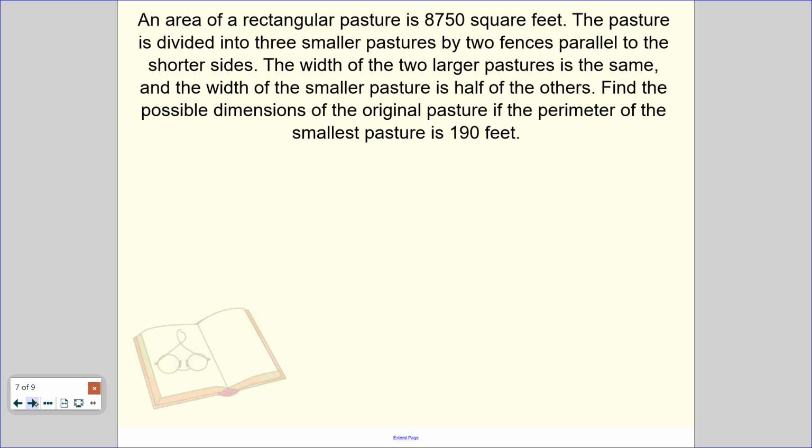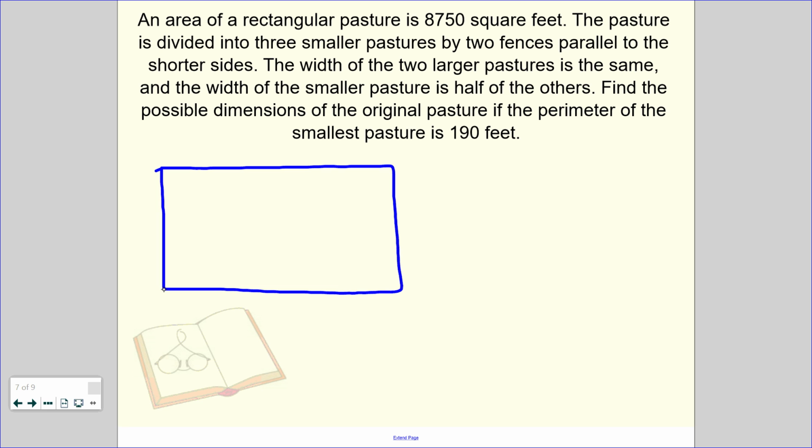Word problem number 2. An area of a rectangular pasture is 8,750 square feet. The pasture is divided into 3 smaller pastures by 2 fences parallel to the shorter sides. Okay, I think I need to start drawing a picture here. So we have a rectangular pasture, and we know its area.